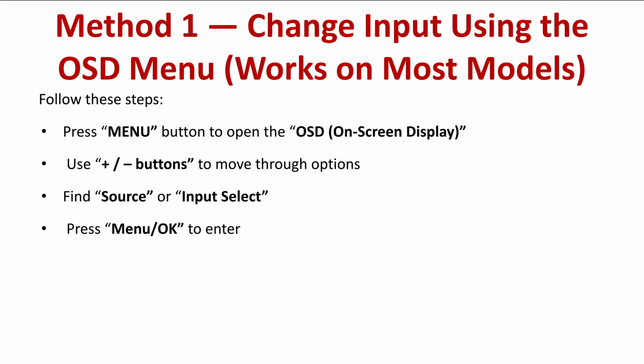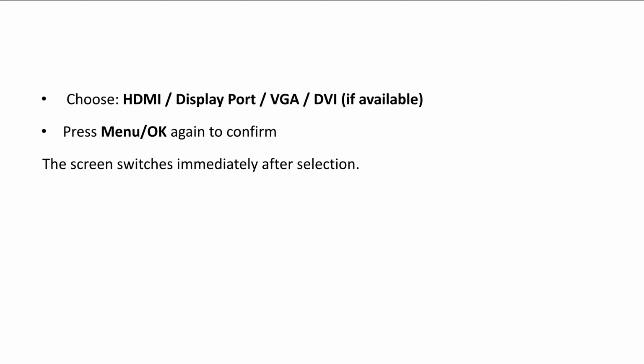Method 1 is to change input using the OSD menu. Follow these steps: press the menu button to open the OSD, the on-screen display. Use the volume up and down buttons to move through options. Find source or input select. Press menu or OK to enter. Choose HDMI, DisplayPort, VGA or DVI if available. Press menu or OK again to confirm. The screen switches immediately after selection.